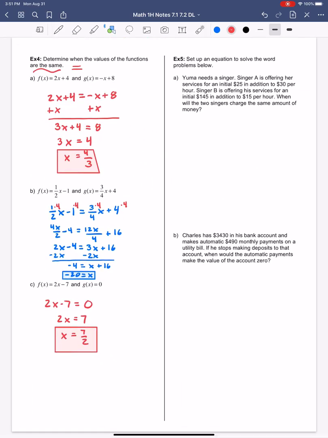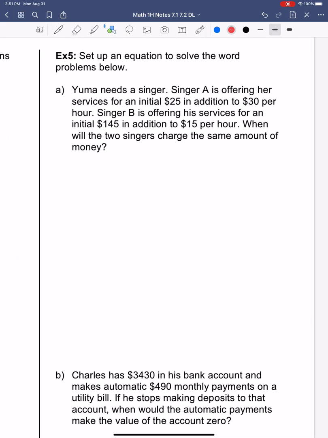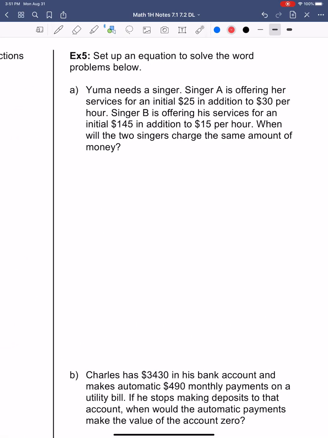All right, and just a couple more word problems here. It says set up an equation to solve the word problems. Below, Yuma needs a singer. Singer A is offering her services for an initial $25, and an additional $30 per hour, okay, and then we've got singer B here offering his services for an initial $145 and an additional $15 per hour. All right, so we've got singer A, we've got singer B.